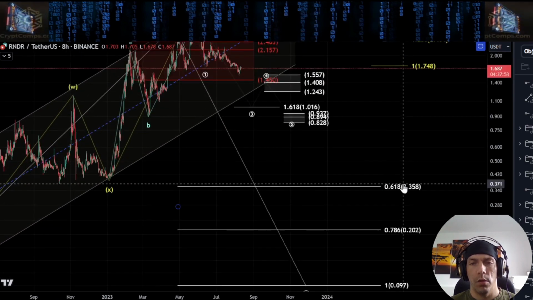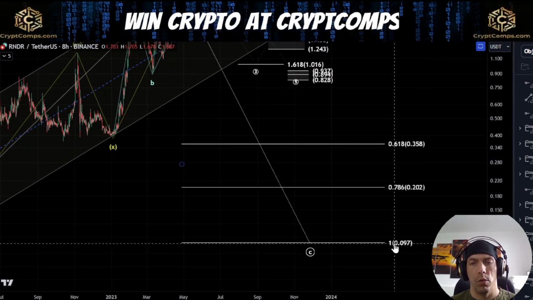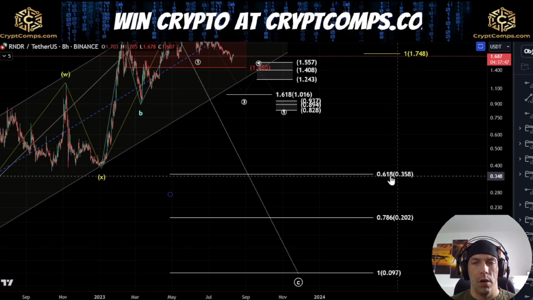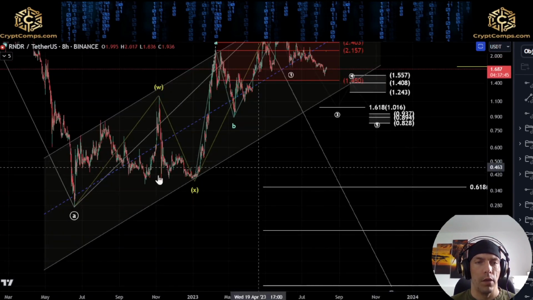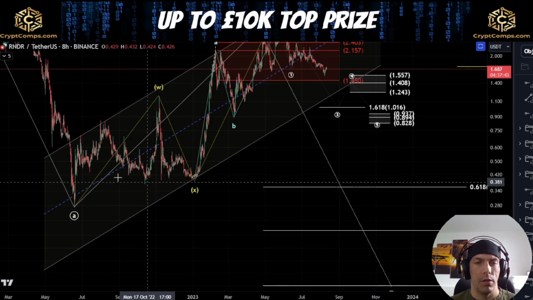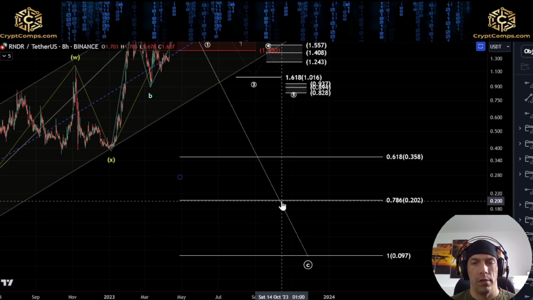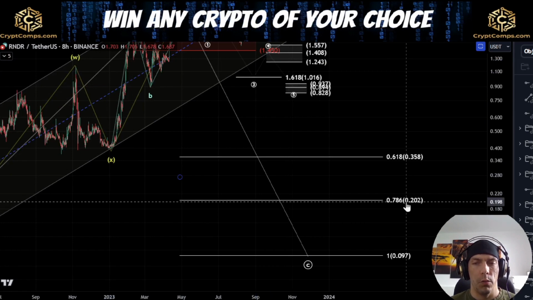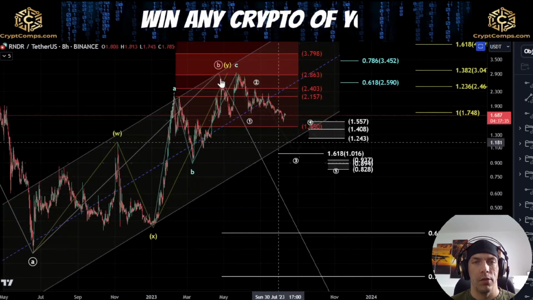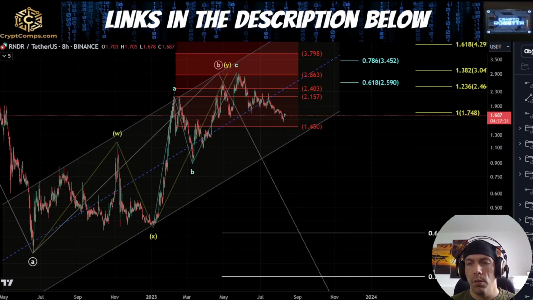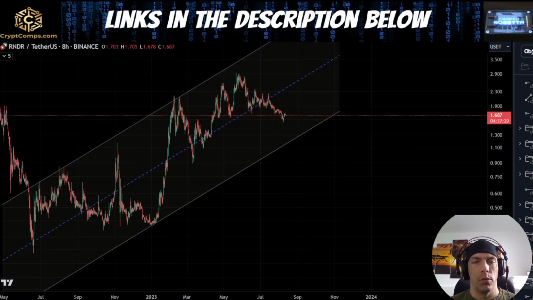Now, as a C wave, what I'd be looking for as a potential target would be this 1-to-1 here at this 9 cents. Alternatively, the minimum requirement would be looking for this 35-cent area, which would bring us back into these zones. But ideally, what I would like to see is a break of the A wave low, if this is the case, in which case we would be looking for potentially around this 20 cents. So we need to be very careful with this one. This could look to start to break down from this level, but there are still potentials for some upside here.